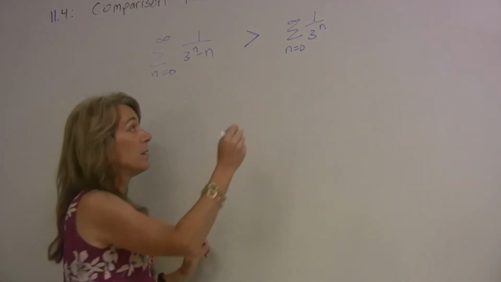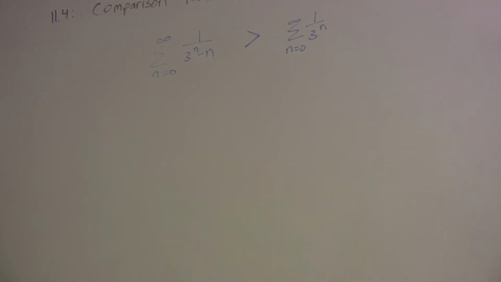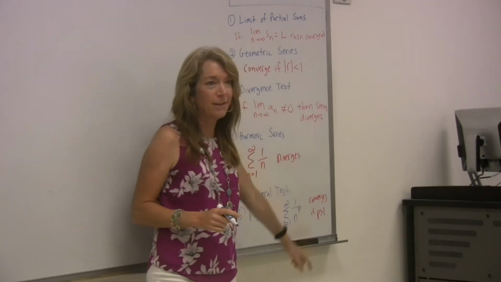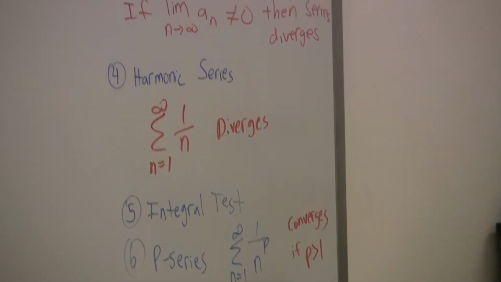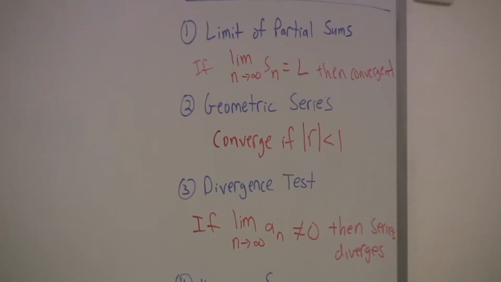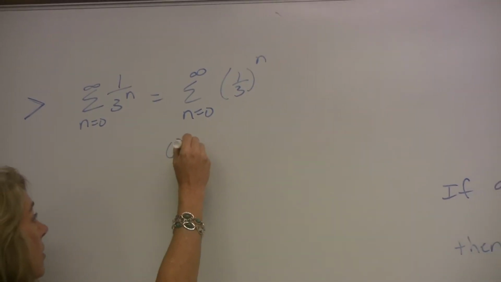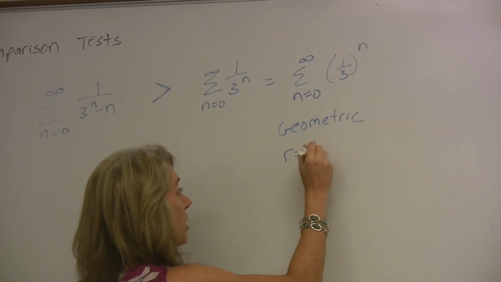It's not a P series. P series looks like this. I don't have n raised to a power. It's geometric, because you can write it this way. Right? It's geometric. R equals 1/3.